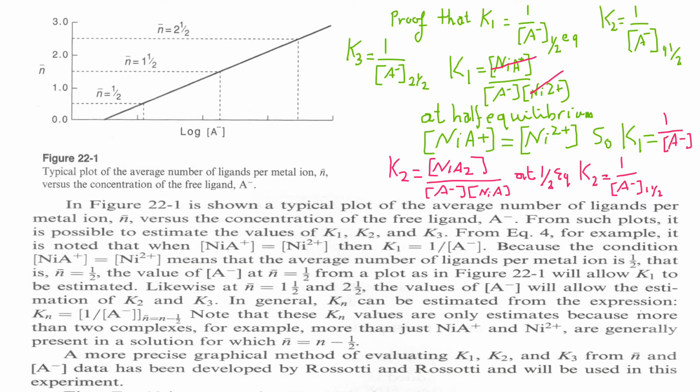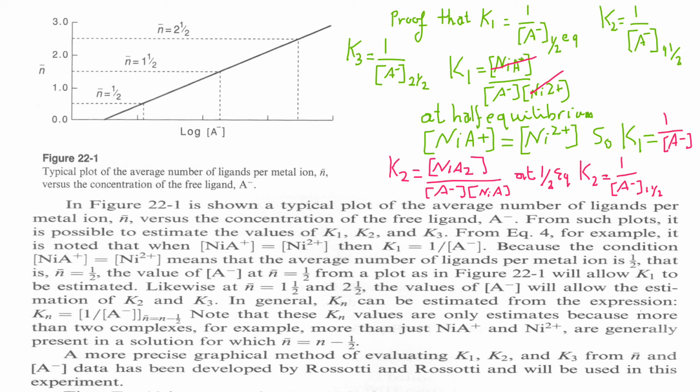Now, from the titrations, we calculate the average binding N bar and A minus. Then, at each titration point, you calculated N bar and A minus. You make a table of log A minus versus N bar. Then you plot N bar versus log A minus. So this plot will give you K1, K2, and K3.